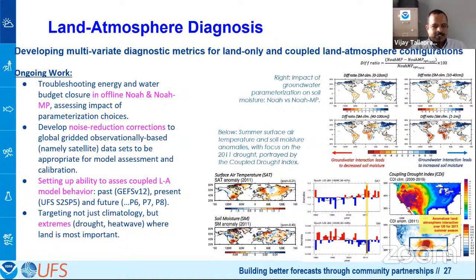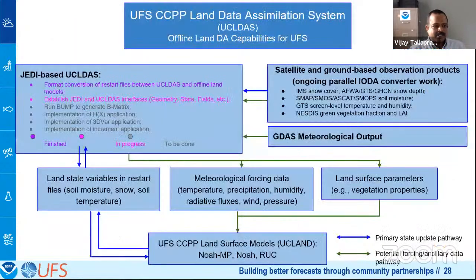Land atmosphere diagnosis is another area of importance here because it has significant impact on the subseasonal, seasonal climate predictions and the predictability. The ongoing work includes troubleshooting the energy and water budget closure, both in the Noah-MP and the Noah models offline, developing noise reduction corrections, setting up ability to assess coupled land atmosphere model behavior, and also targeting extremes where land is relatively more important. And all these tools are being developed to assess the model development activity to support the coupled model advancements.